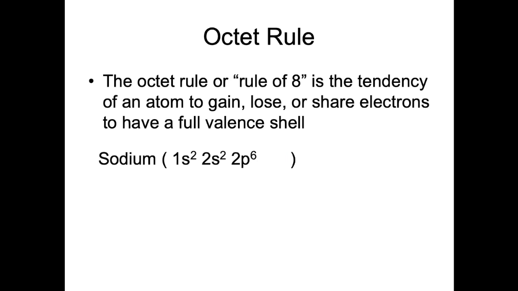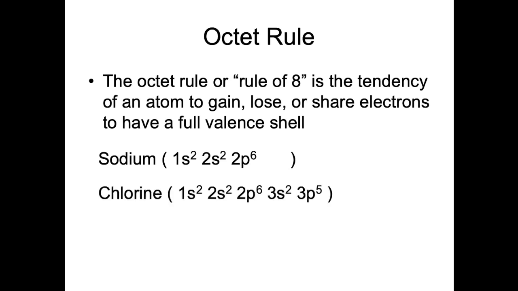So if we're to lose that 1 electron, its second energy level is now full. Chlorine, on the other hand, is only missing 1 electron from its 3p. If it were to gain an electron, it would now have a full third energy level. So let's see how this works with the dot structures.